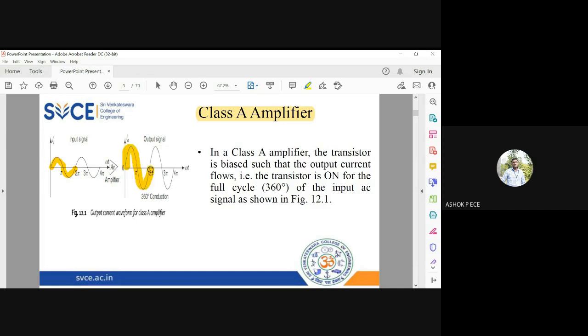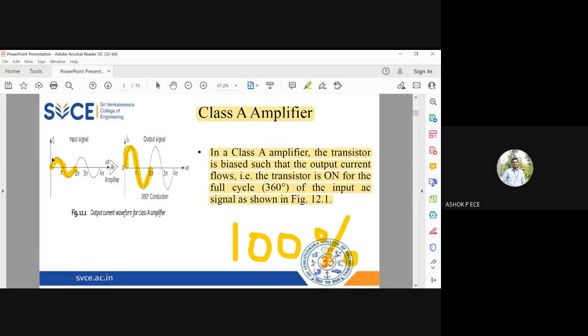This is done because the transistor is operating for the full input signal, or I can say the transistor is operating for 100% of the time. The conduction of the transistor is 100%. You're able to understand? The input signal and the output signal are similar. Only the output is an amplified version of the input, and this is possible because the Class A amplifier is on for the full cycle of the input, 360 degrees.